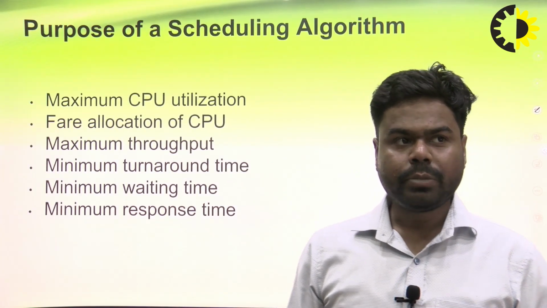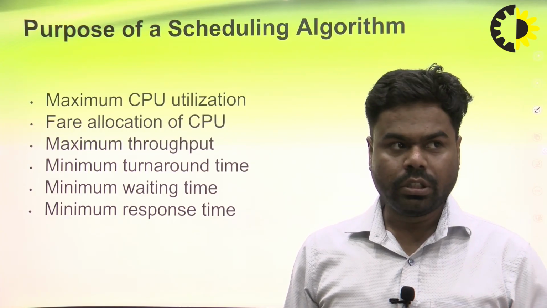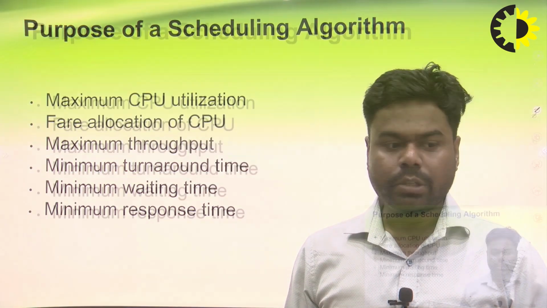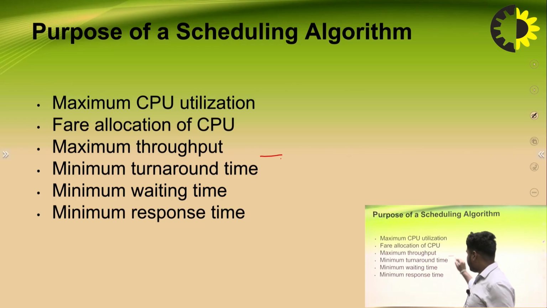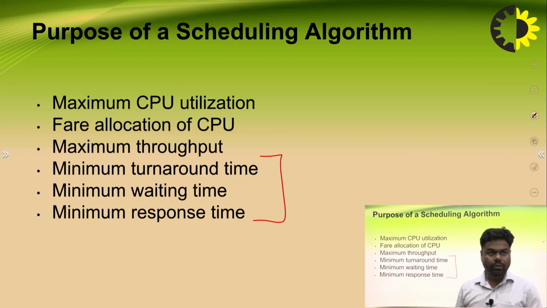The purpose of CPU scheduling is maximizing CPU utilization, how much we can use the CPU, and fair allocation of CPU. Also maximum throughput, how much work is going on, minimum turnaround time, minimum waiting time, and minimum response time. These three are the important parts of the algorithms for the CPU. What turnaround time, waiting time and response time are, we will see in the further slide.